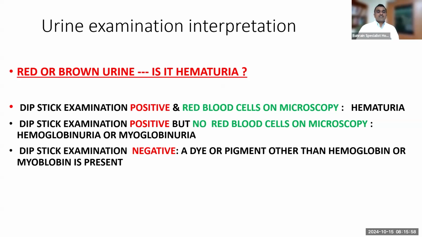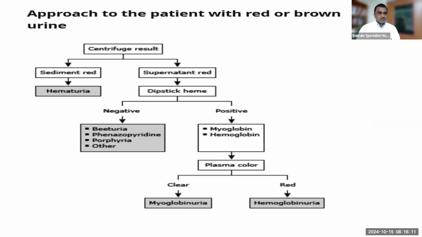If the dipstick examination is positive but there are no red blood cells on microscopy, it can be because of hemoglobinuria or myoglobinuria, which can cause a positive dipstick. If the dipstick examination is negative, it can be because of dyes or pigments other than hemoglobin or myoglobin. So this is the approach. First, you have to centrifuge. See if the sediment is red: it is hematuria. If the supernatant is red and the dipstick examination is positive, myoglobin or hemoglobin is present. If it is negative, it can be because of beetroot or fruits, phenazopyridine, porphyria and other diseases.